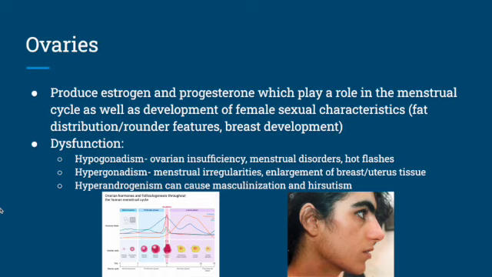And when there is dysfunction, you can see issues with ovarian insufficiency. So this is females who are basically running out of egg function earlier in life than expected, other menstrual disorders, and hot flashes. And then hypergonadism, or too much estrogen in this case, can also cause menstrual irregularities and enlargement of the breast or the uterus tissue, which over time, if there's a lot of stimulation of those tissues, sometimes can increase the risk for cancers of those tissues.